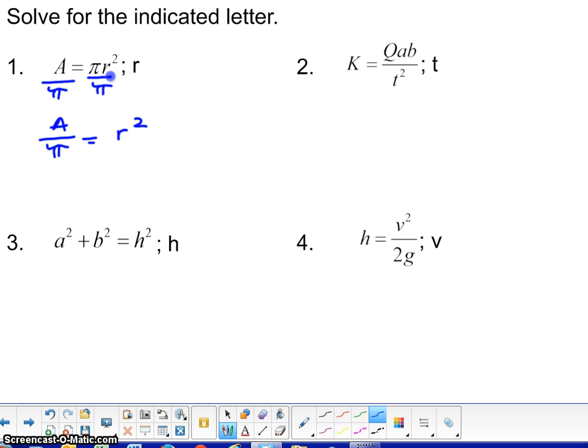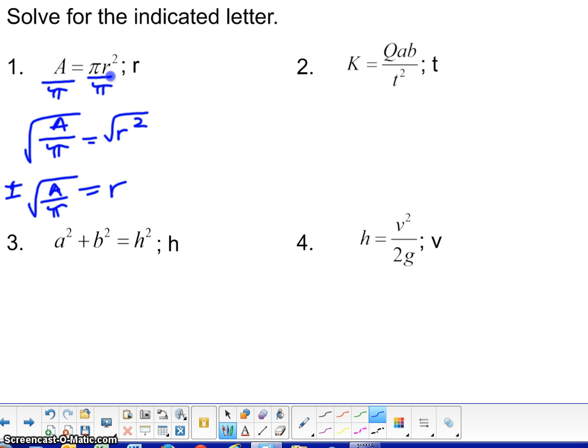And then anytime you want to get R by itself and there's a square, we're going to take the square root of both sides. So R is going to be plus or minus. Don't forget when you divide by or take the square root, you're going to have to use plus or minus. And then you have the square root of A over pi. Do not worry about rationalizing the denominator for these particular problems.